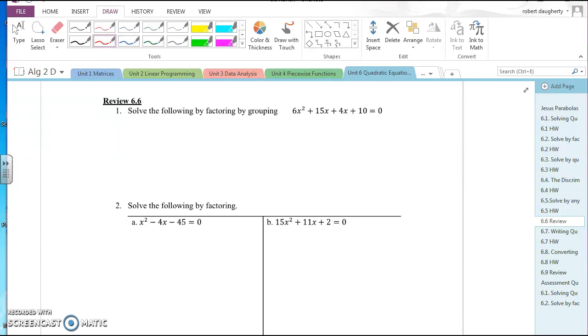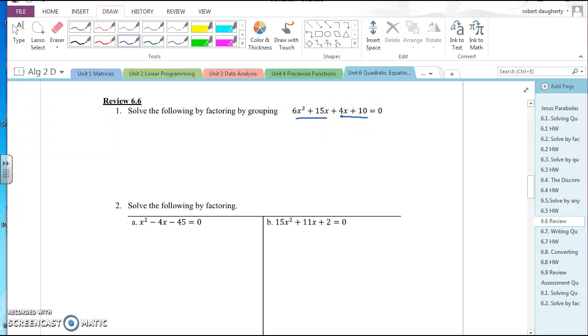Okay guys, this is the review 6.6 coming up for our assessment on quadratic equations, solving quadratic equations. So the first problem here, factor by grouping. Grouping is just a fancy word for greatest common factor, but you do it 2 times.